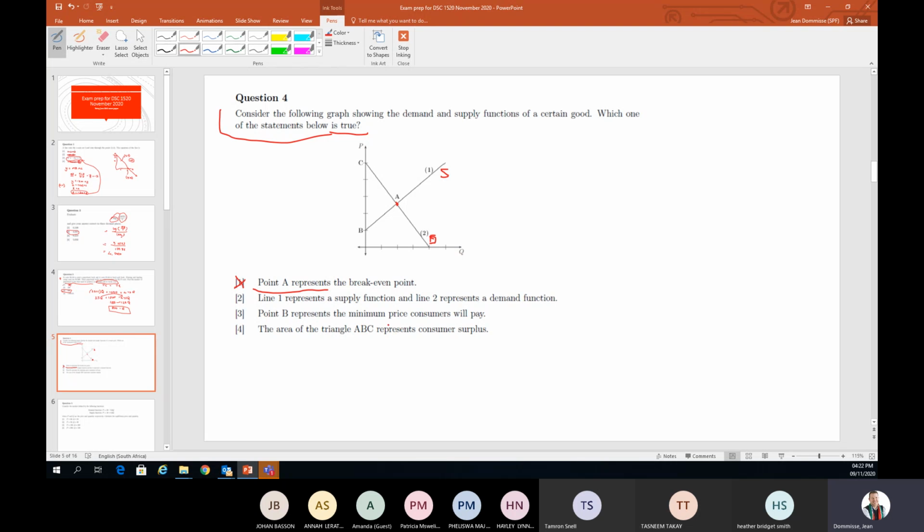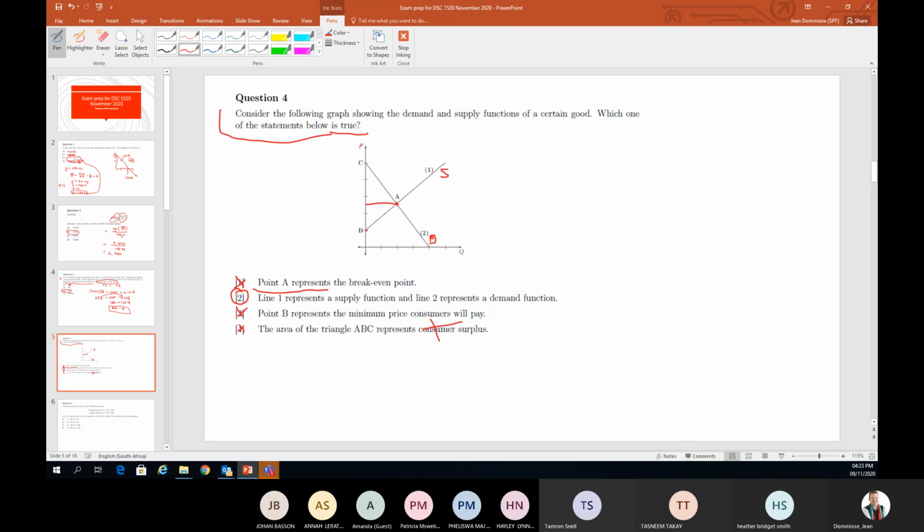Point B represents the minimum price consumers will pay. It's on the supply, so no. And that is definitely not the minimum they will pay. So it's not that one. The area of triangle ABC represents consumer surplus. Also not. Consumer surplus would have been that part. ABC is consumer surplus and producer surplus. So it is option 2, the latter.